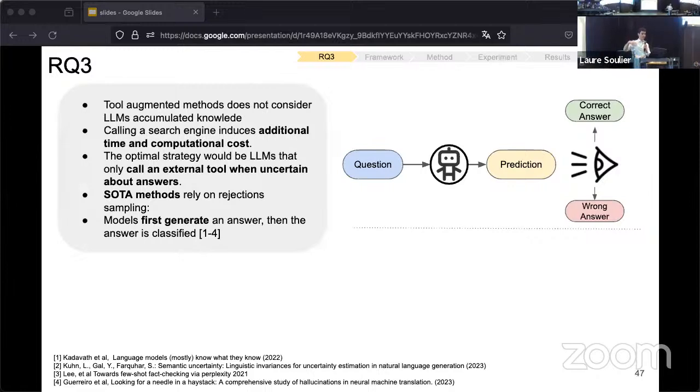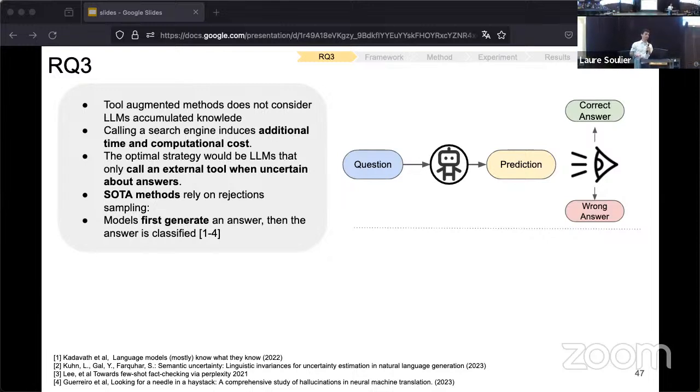So to give a little bit of context, we saw earlier that tool-augmented methods do not consider large language model knowledge. So basically, the model is trained to call an external search engine for each new question. And calling search engines or relying on an external database actually induces additional time, complexity, and computational cost.